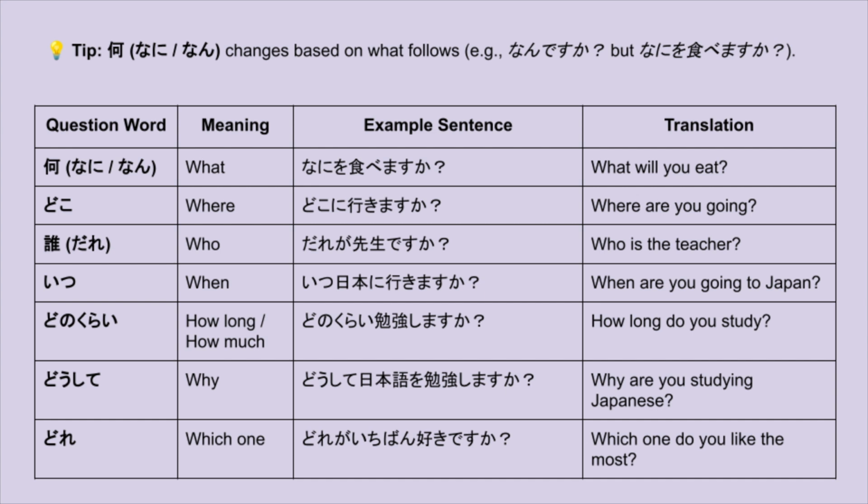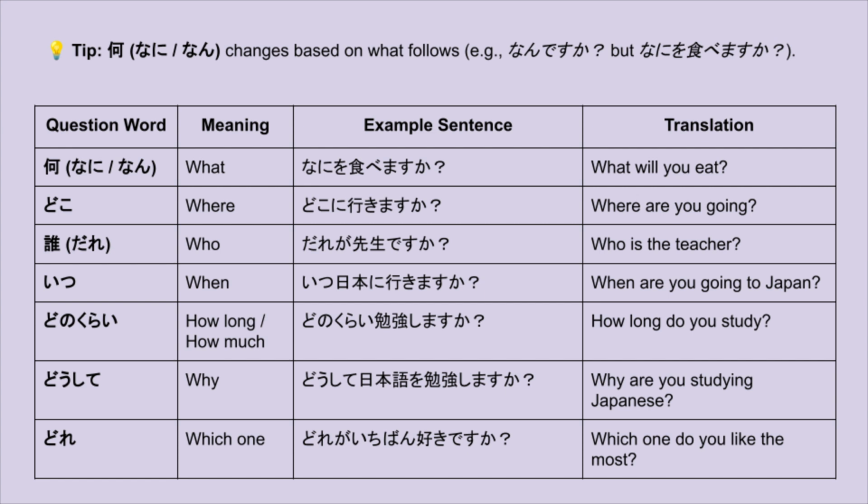Nan or nani kind of changes based on what comes after it. If you're asking nan desu ka, it's always nan, not nani desu ka. But then there's nani o tabemasu ka. If it's coming before a particle like that, you would use nani instead of nan, because nan o sounds weird. This is not always the rule, but sometimes you can get away with it.